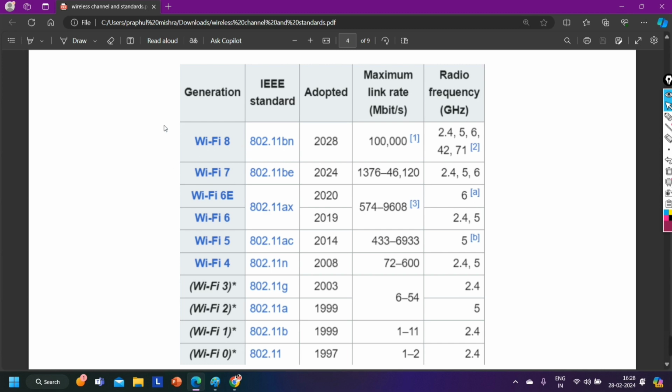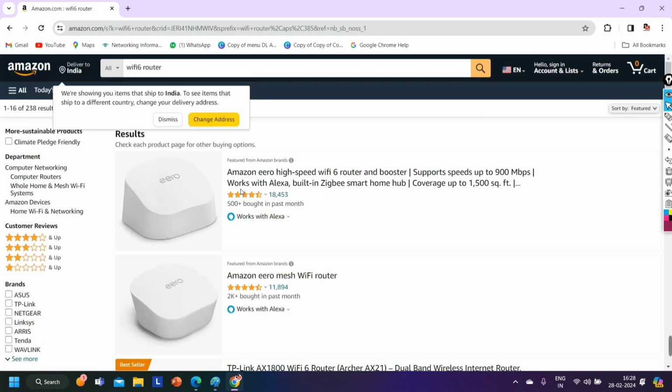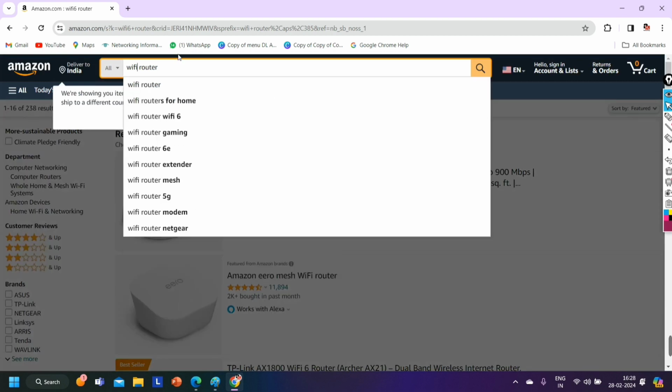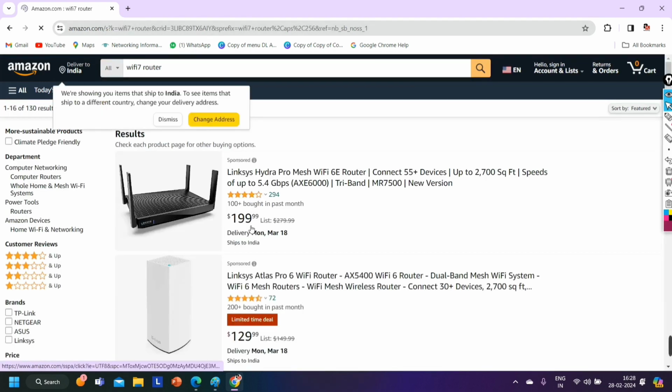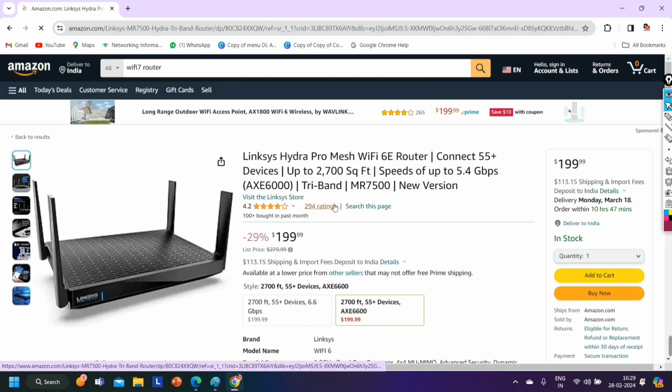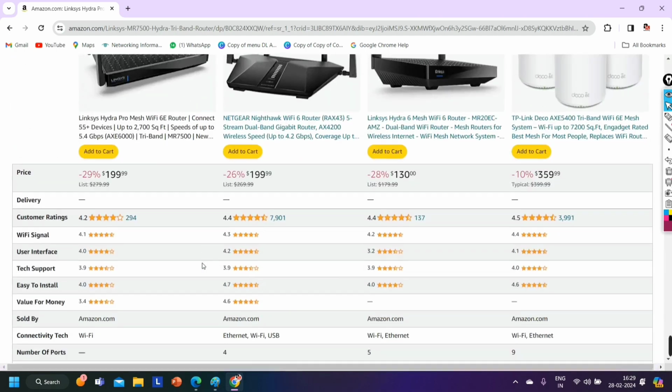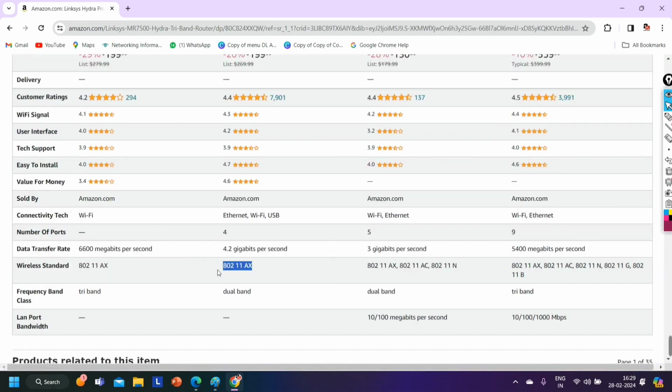In the same way, you can check Wi-Fi 7, Wi-Fi 8. If I simply type here Wi-Fi 7, the cost is going to be increased now. You can see the cost is now $199, right? This is a 6E router. Distance is going to be up to 2700 square feet. Speed is going to be up to 5.4 gigabits per second, right? It's huge. And if you want to know more about it, you can check the detailed description in the bottom, right?